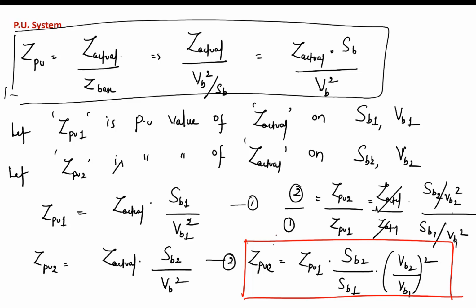So here, if you already know the per unit value of an element on particular base values, and you want to calculate the per unit value on a different base values, then you have to use this formula. So you only have to remember these three formulae. The first formula you have to remember is Z base is equal to VB square by S base. That is the first formula.